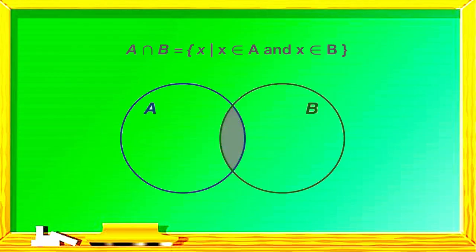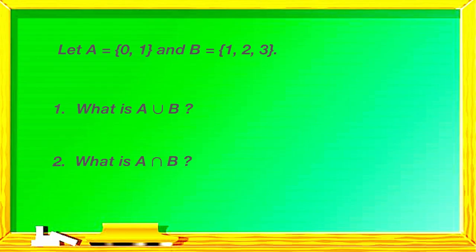Let A be the set containing 0 and 1, and B be the set containing 1, 2, and 3. What is the union of A and B, and what is the intersection of A and B? The union of A and B will contain all the elements in A, so 0 and 1, as well as everything in B, which is 1, 2, and 3. So altogether, and ignoring the repeating 1, the union of A and B is the set containing 0, 1, 2, and 3. Remember, just to be clear, we get a set containing 0, 1, 2, and 3 from taking the union, not just the elements 0, 1, 2, and 3.